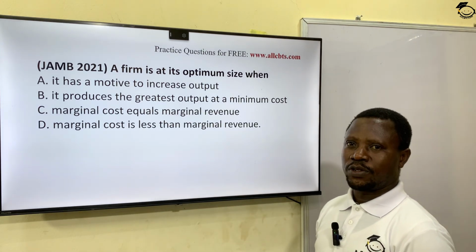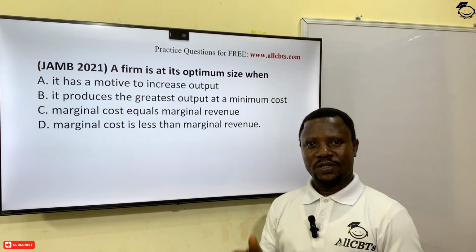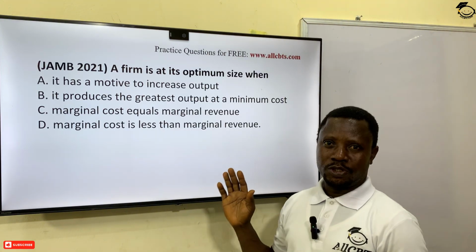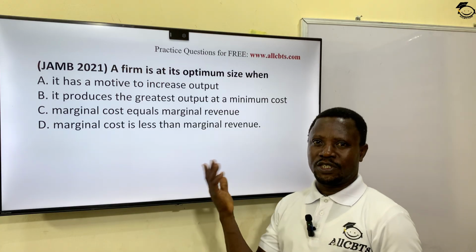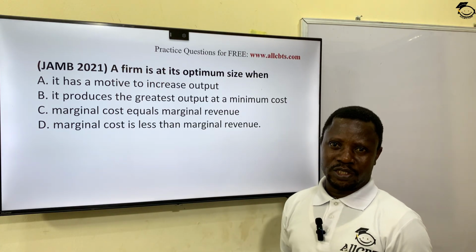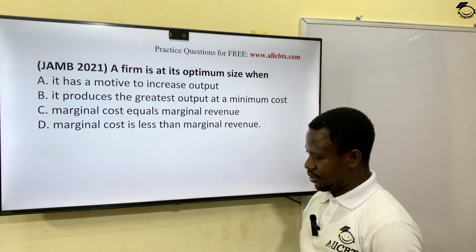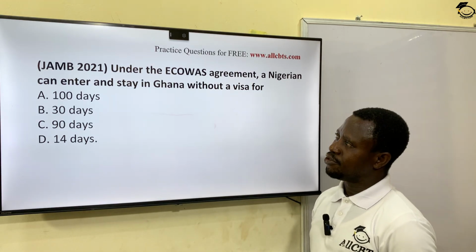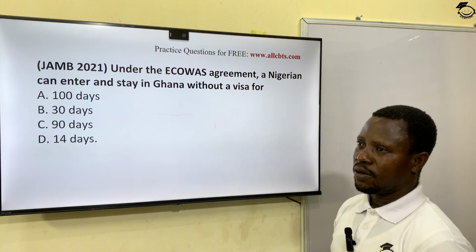The answer here is what? Option C. When the marginal cost equals the marginal revenue. And that's why we call it what? The optimum point. All right? Because from this point, you could have a diminishing return or diminishing marginal utility in any way about. Option C, correct.